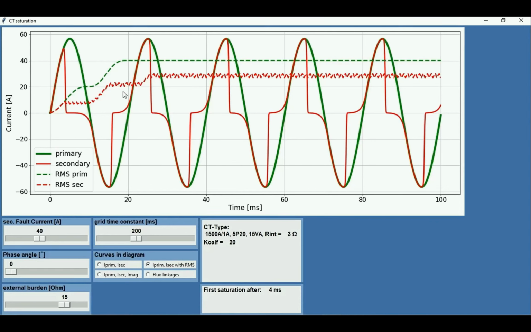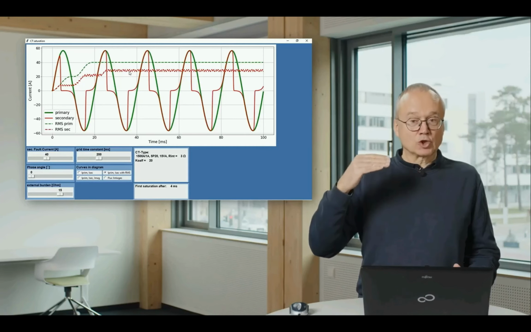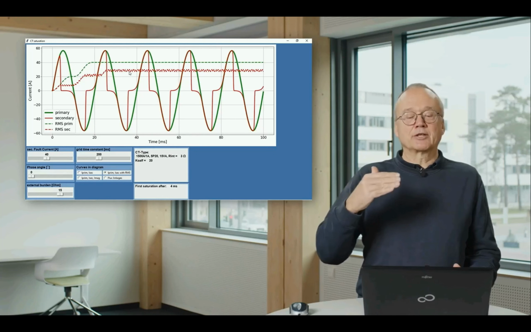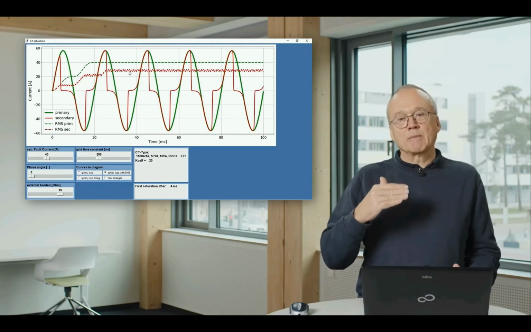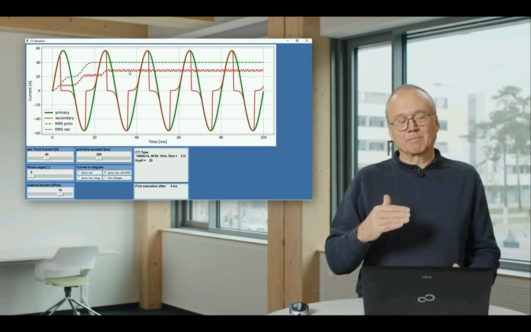The dashed red curve looks a bit different. You see a lot of ripple on it because the Fourier filter is designed for a sine wave, and this is not a sine wave. We have a lot of harmonics in it. But the important thing is it results in a lower value. It measures something like 30 amps. That means the current it should measure is 40 amps, and due to saturation, the measurement would be 30 amps.